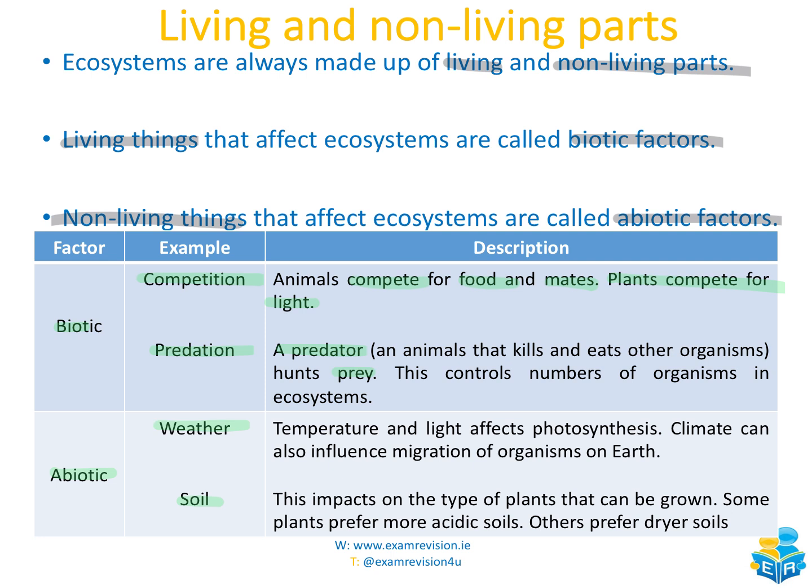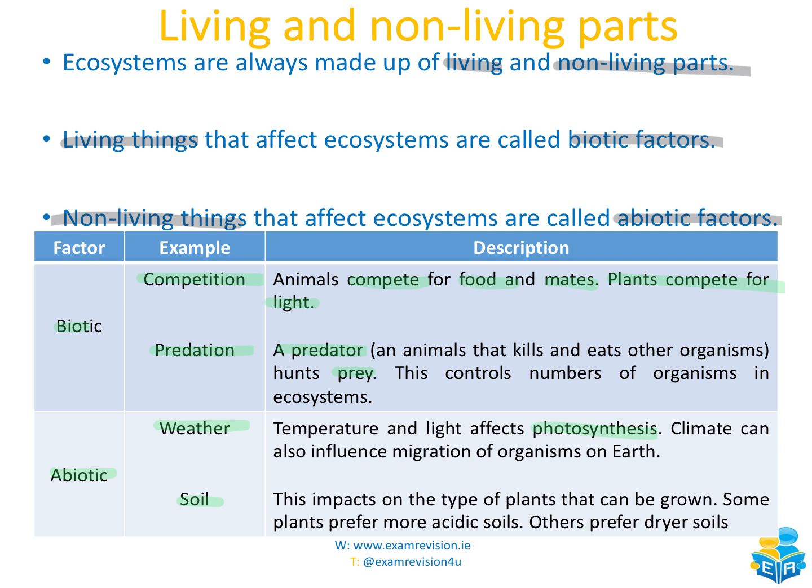Now some non-living factors that affect the ecosystem. Weather, so temperature and light, can affect photosynthesis, which is how plants make their own food. Climate can also influence the migration of organisms on Earth. At particular times of the year, certain organisms will move or migrate to different areas where there might be more food, more shelter, or more mates. Again, this is a non-living thing. Weather is non-living, but it's still affecting the ecosystem, so it's an abiotic factor.